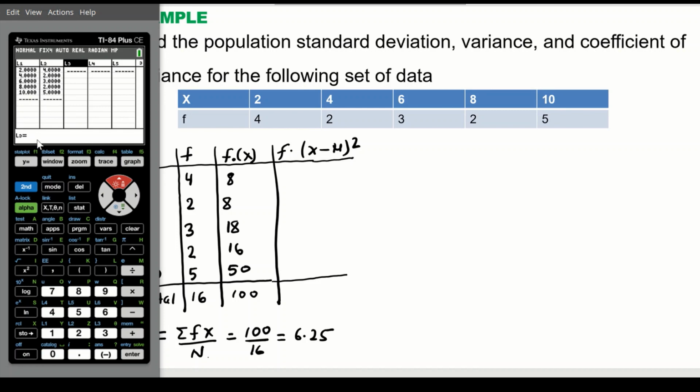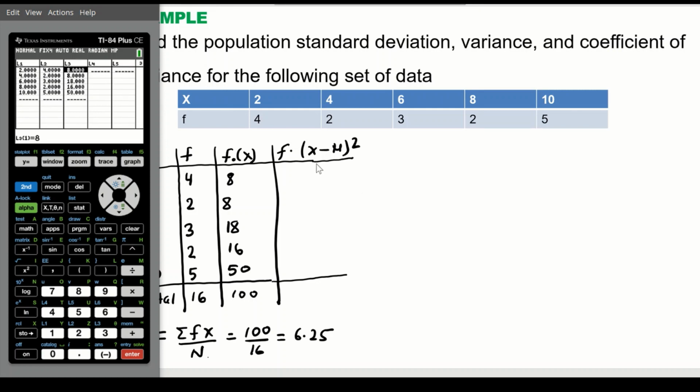So what is L3 equal to? What we have in L3 is f times x. Your x is in the first column and f is in the second column. So f times x is L2, list 2 times list 1. If you press second and 2, that is list 2, times second and 1, which gives you list 1, and enter. You will get these numbers: 8, 8, 18, 16, 50.